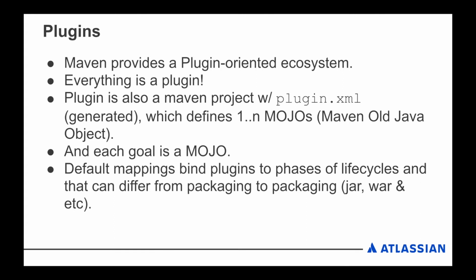So to recap, the default bindings XML file, which contains the default mappings, binds the plugins to the phases of the lifecycle according to the package type. So we have the default lifecycle, and the default lifecycle contains the install phase, and for the install phase, the Maven install plugin gets executed with the install goal.